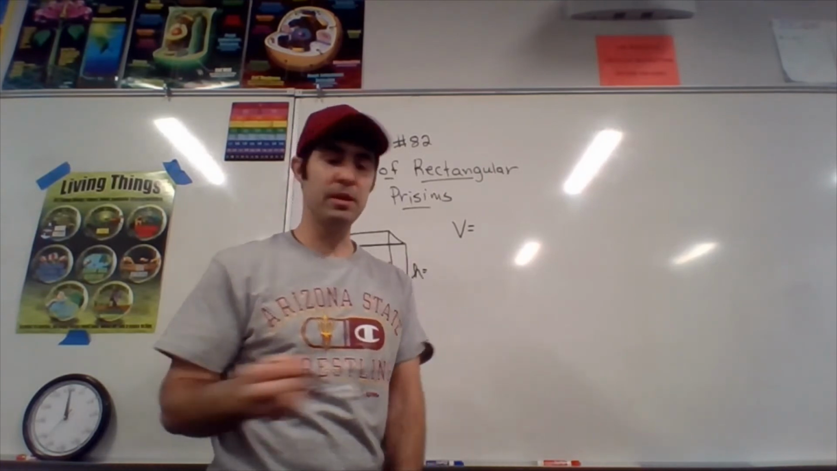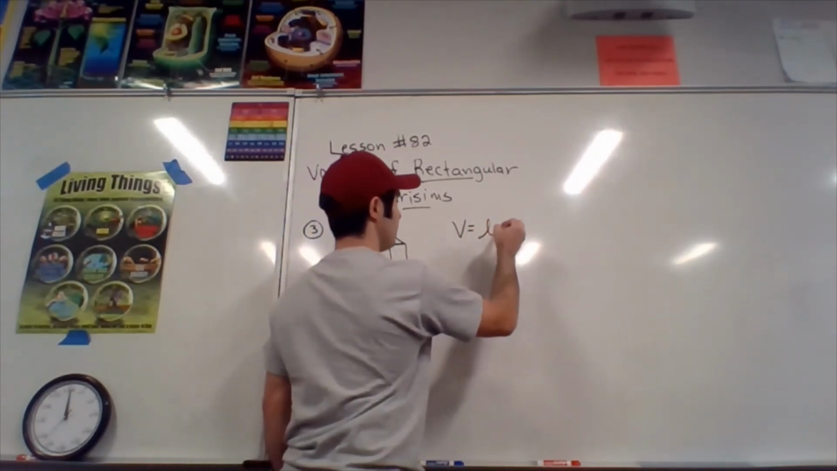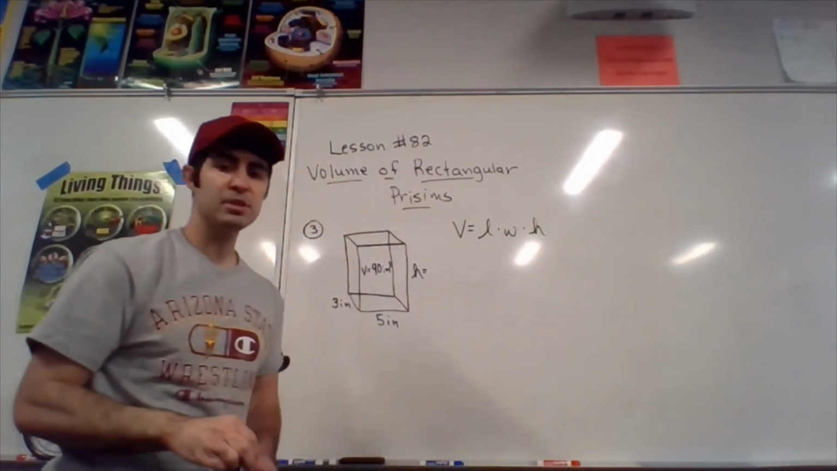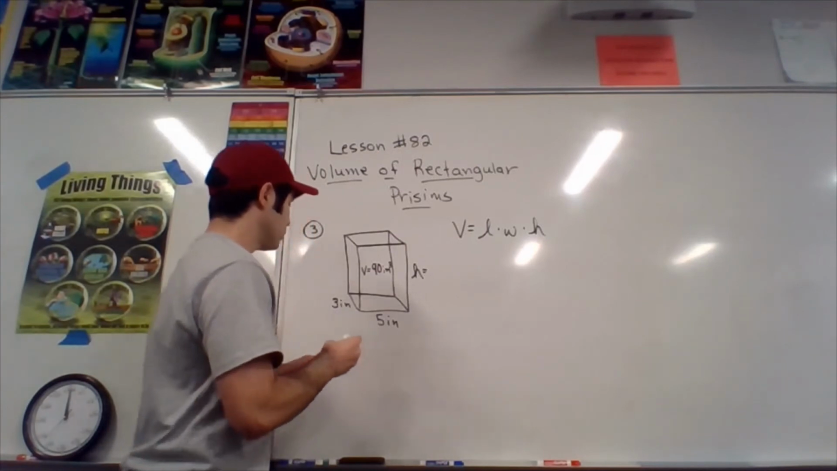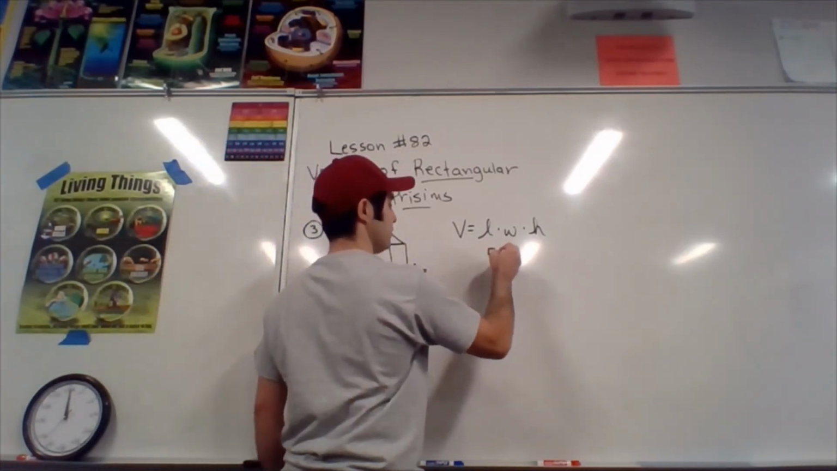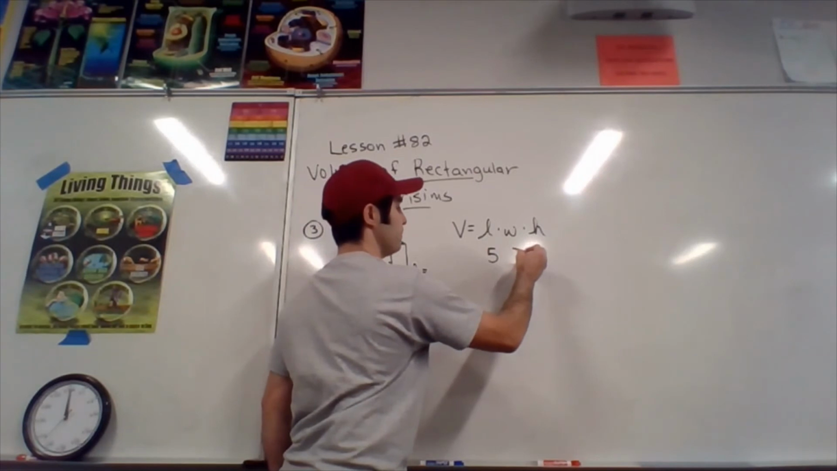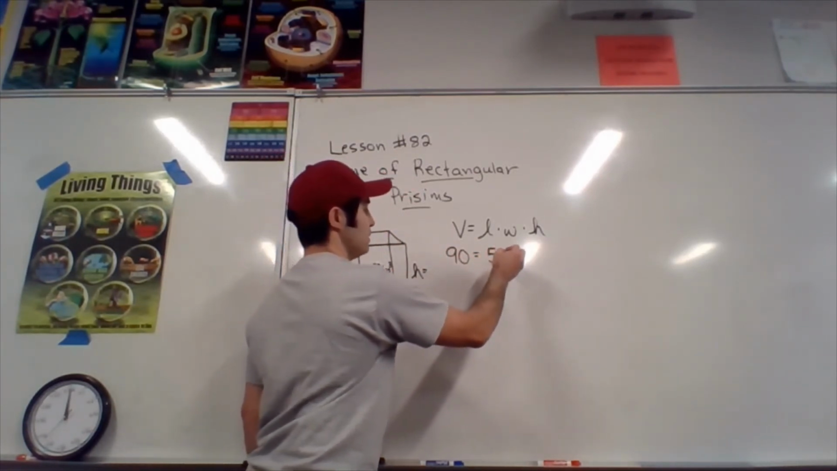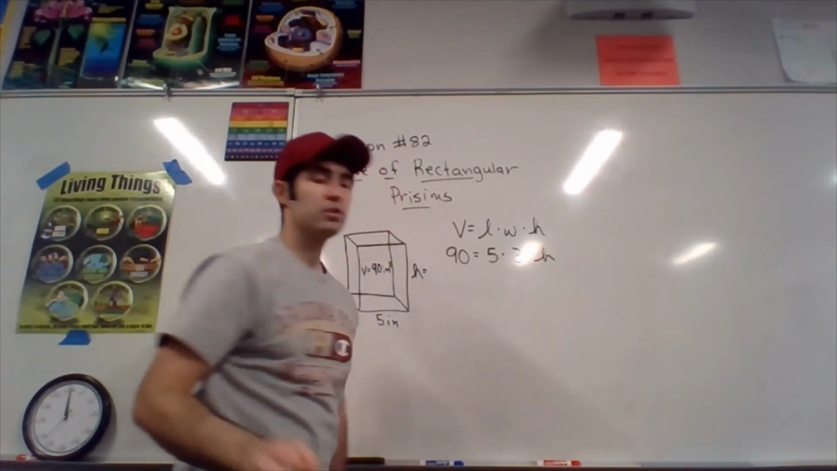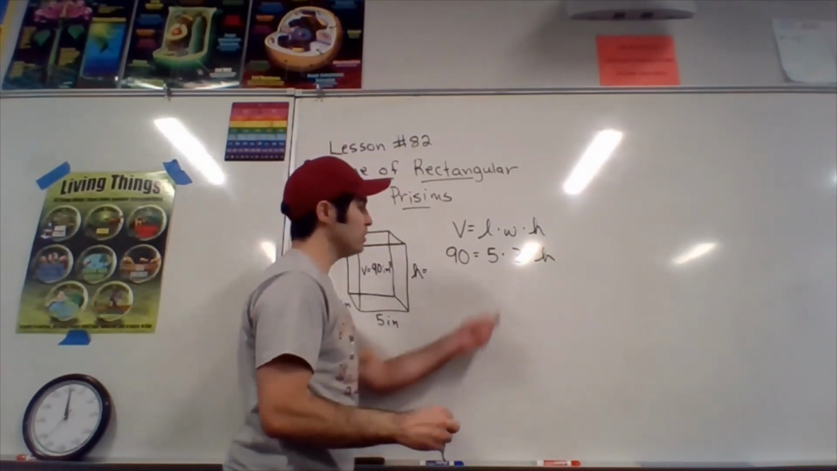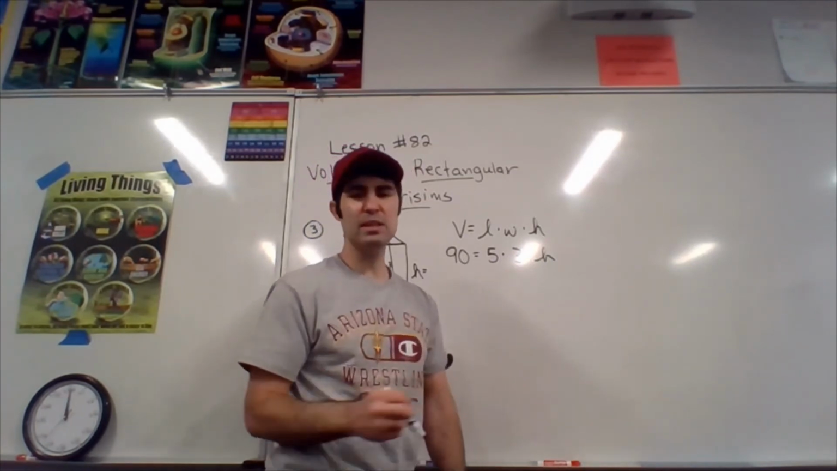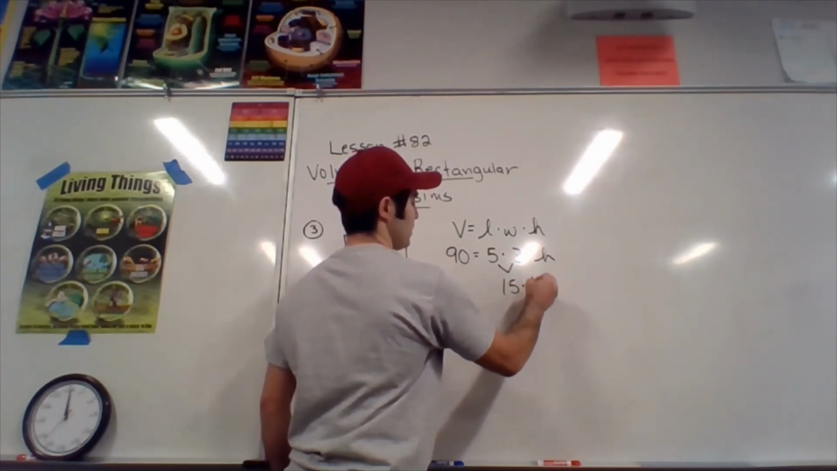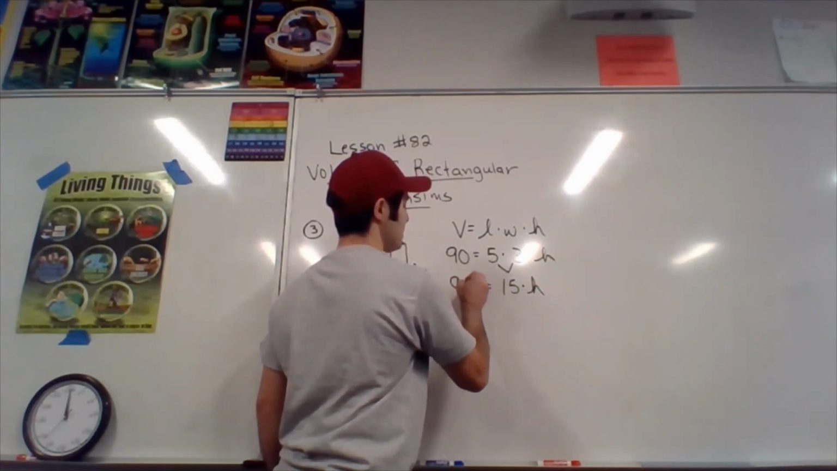We're going to have to do some algebra here. Okay, so we're going to do length times width times height. Let's substitute everything in that we have. Okay, so I know the length is 5, the width is 3, and I do not know the height, but I do know the volume, and that is 90. Okay, so let's start doing some algebra. But before we do our algebra, let's do 5 times 3. Let's evaluate that first. 5 times 3 is 15 times h equals 90.